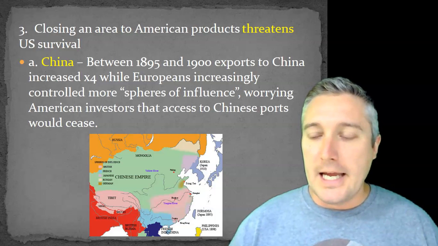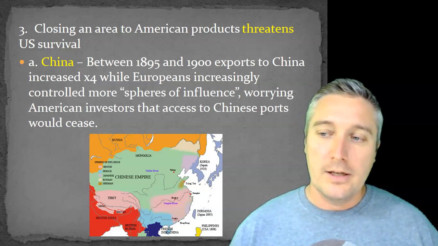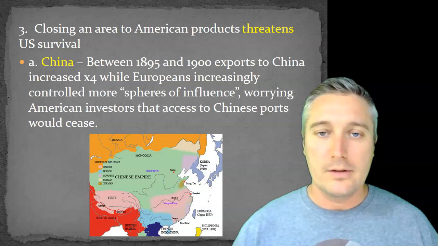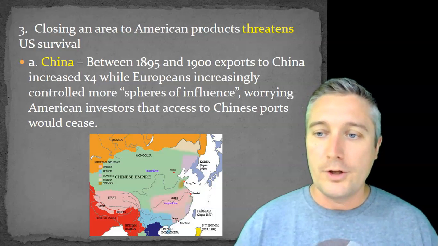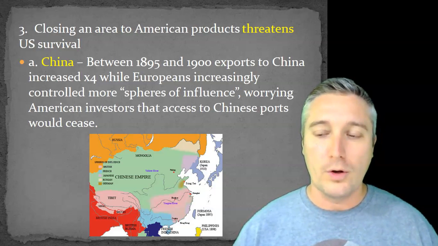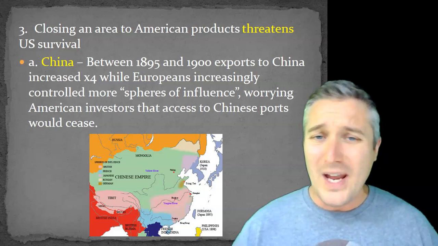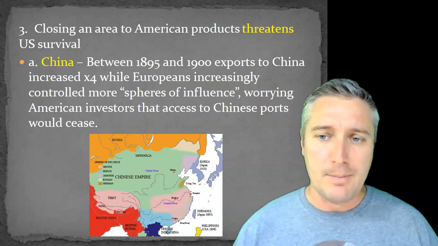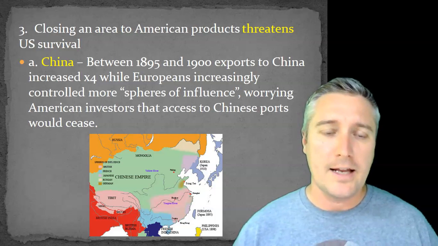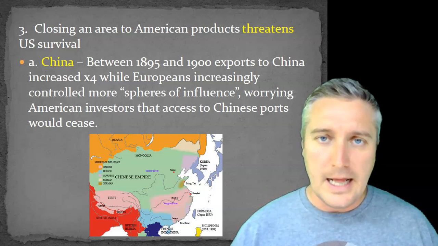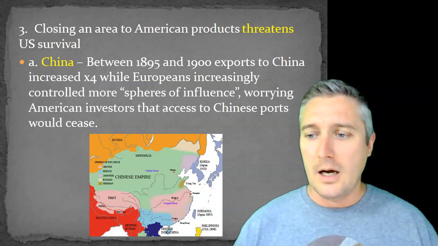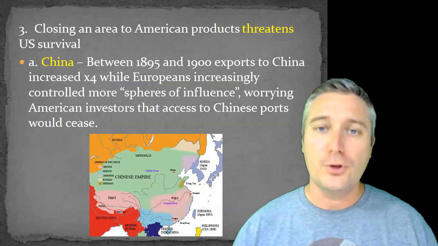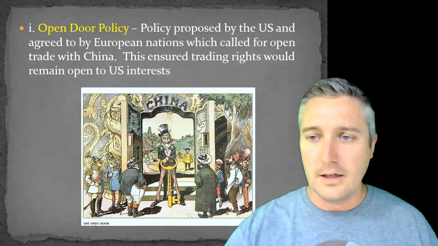Mention China. Between 1895 and 1900, exports to China had increased 4 times, while Europeans controlled more of those spheres of influence that we had seen. We had to do something in China because America was losing out. Even though China had not been carved up the same way that Africa had, in some ways it had, at least economically. We didn't have that foothold like many European countries did.